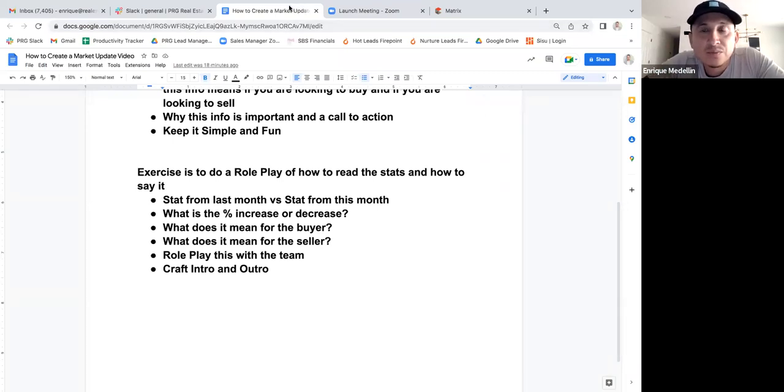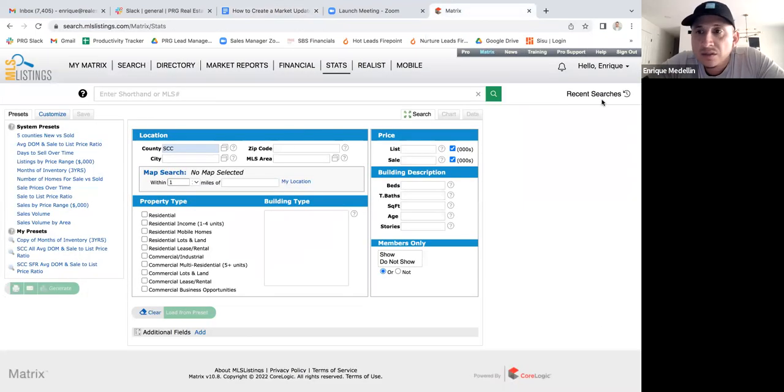So when we talk about stats, I'm going to go to this part. Where do you get stats from? I'm going to show you a good place to get your stats from. You guys can see my screen, you can see the MLS here. Does everybody know how to reach the stats page when you come into the MLS? When you log into the MLS, go to the Matrix and click on stats here, it's going to bring you to this.